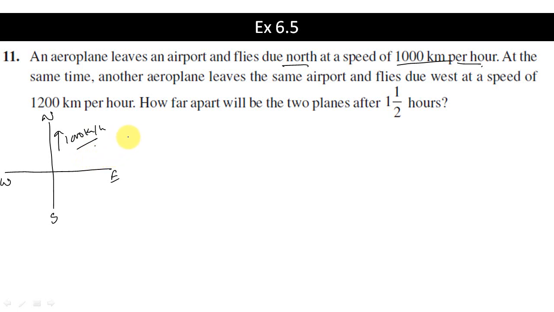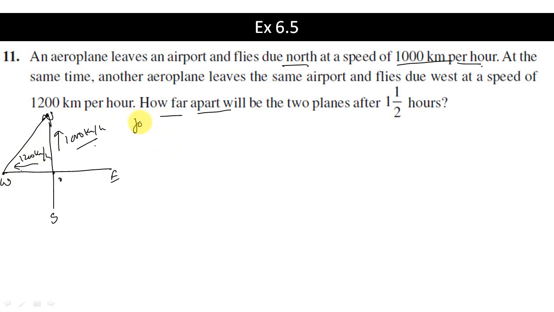At the same time, another plane leaves the same airport and flies due west. So another plane is flying due west at a speed of 1200 km per hour. How far apart will be the two planes after 1.5 hours? So in 1.5 hours, this plane will travel a certain distance and this plane will also travel some certain distance, so we'll have to find the distance between the two planes after 1.5 hours.